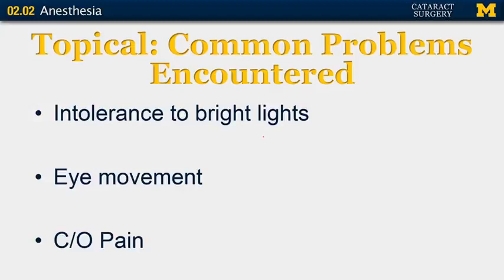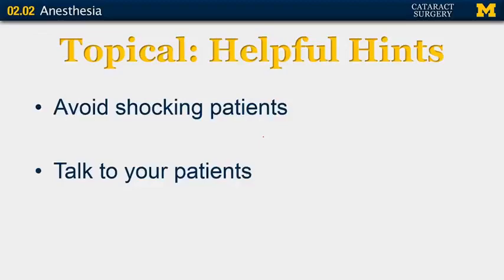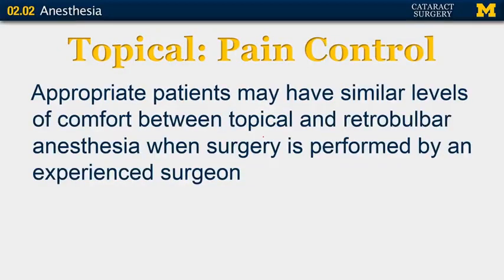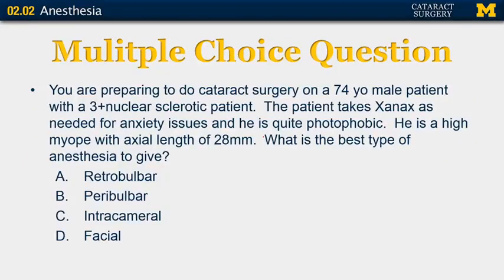Some commonly encountered problems when using topical anesthesia are patients may have an intolerance to the bright lights, they may still move their eye about, and they may complain of pain. Some helpful hints as you use topical anesthesia: it is good to avoid shocking the patients. So when you turn your microscope light on, or before you put lidocaine into the eye, you may want to warn the patient. In addition, talking to your patients can also be a very effective form of pain control. Providing them reassurance can calm their nerves. It is important to remember that appropriate patients may have similar levels of comfort between topical and retrobulbar anesthesia when surgery is performed by an experienced surgeon.